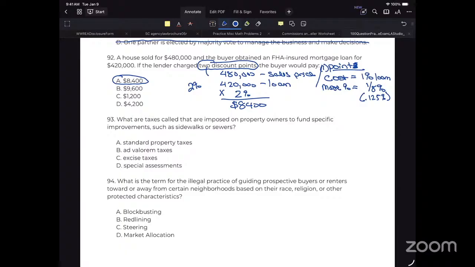All right, 93. What are taxes called that are imposed on property owners to fund specific improvements, such as sidewalks or sewers? Is it A, standard property taxes, B, ad valorem taxes, C, excise taxes, or D, special assessments? Now, some states don't really call them excise taxes; sometimes some states call these transfer taxes, just so you know. Excise taxes, transfer taxes, revenue stamps, they kind of all fall in the same thing.